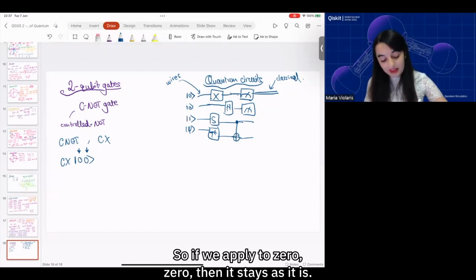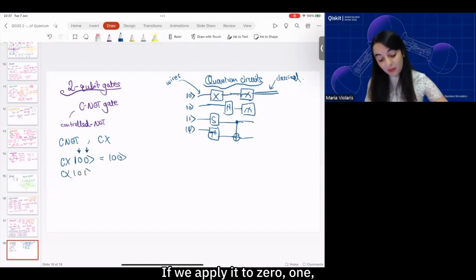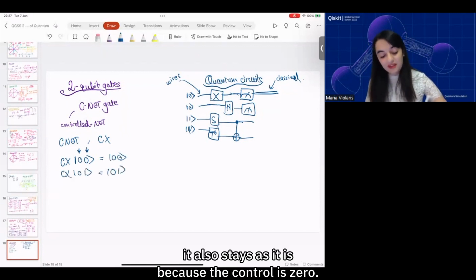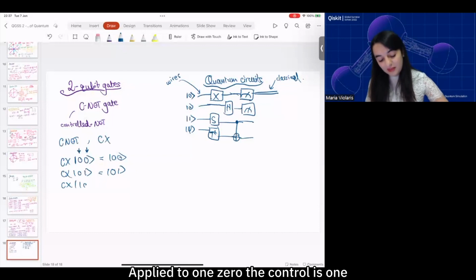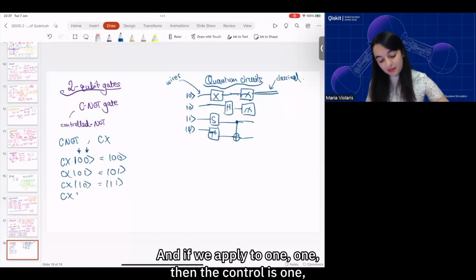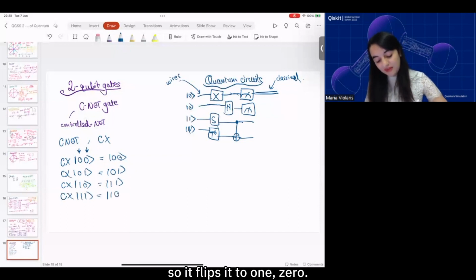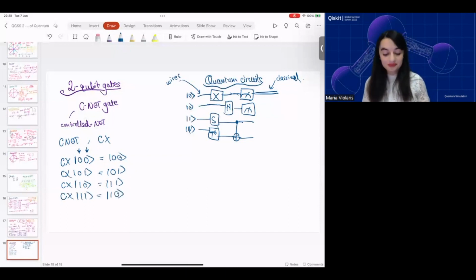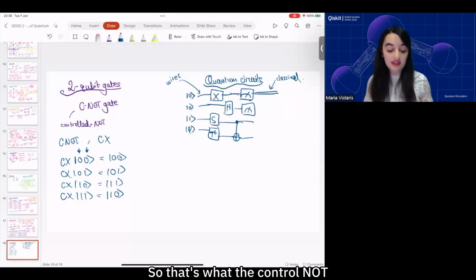So if we apply it to 0, 0, then it stays as it is. If we apply it to 0, 1, it also stays as it is because the control is 0. If we apply it to 1, 0, the control is 1, so it flips it to 1, 1. And if we apply it to 1, 1, then the control is 1, so it flips it to 1, 0. So that's what the control NOT does to the computational basis states.